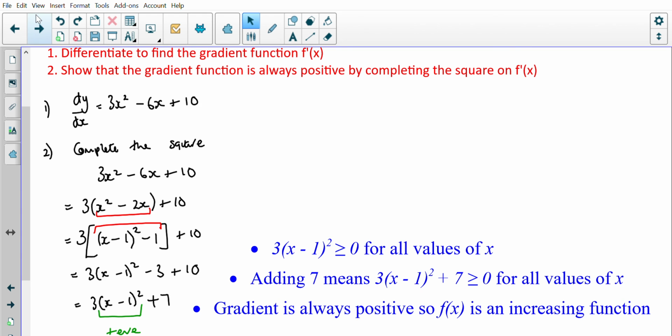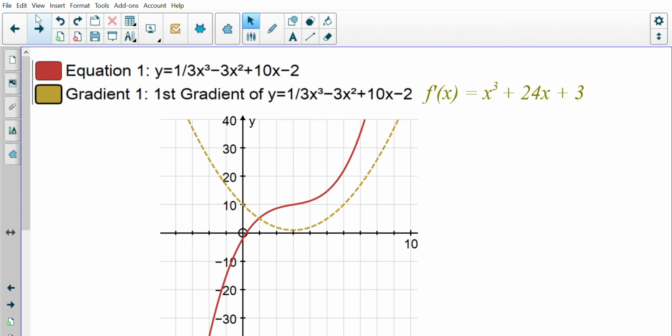Again, let's have a look at the original function and the gradient function graphically. So here's my original cubic function in red. I can clearly see on this graph that it's always positive. If we then plot the gradient function, which is my kind of dashed yellowy coloured line, I can see it's always positive because it's always above the x-axis.